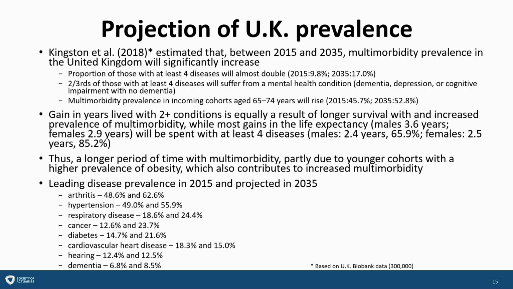Just like a lot of other conditions, the longer the period of time with multimorbidity, you would expect that to contribute to increased death, mortality rates. Here are some of the leading disease prevalences and projections. I won't read them, but you'll see that some of the leading ones are arthritis and hypertension.